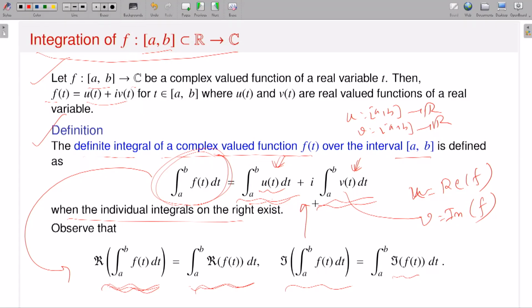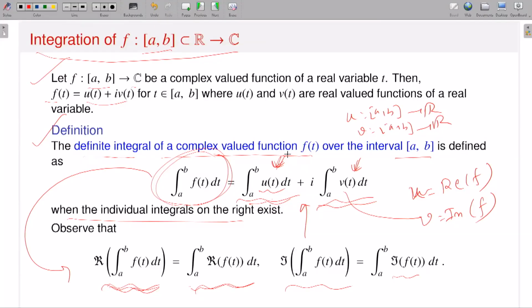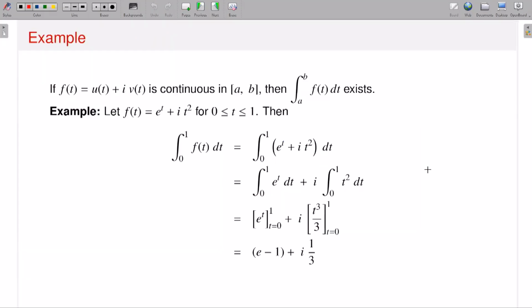One sufficient condition is this: if I start with a continuous function f from the closed interval [a,b] to C, then one can easily prove that the continuity of f implies the continuity of u and v. And once I have the continuity of u and v, then from the knowledge of real analysis, the Riemann integral of u from a to b exists, the integral of v from a to b exists, and therefore the integral of f from a to b exists, and this is the corresponding value. So that's what I have written.